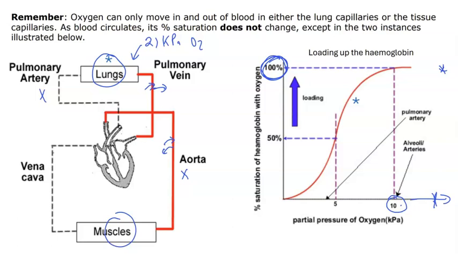And as that blood passes through the pulmonary vein to the heart, and then from the heart to the tissues, the muscles in this case, it will remain 100% saturated with oxygen, as there is no opportunity for exchange before it arrives at the muscle. So that's the loading process.